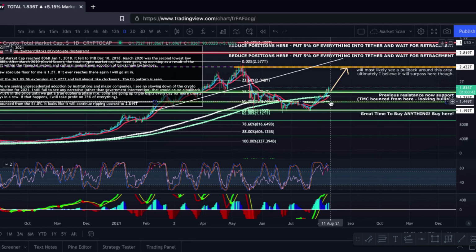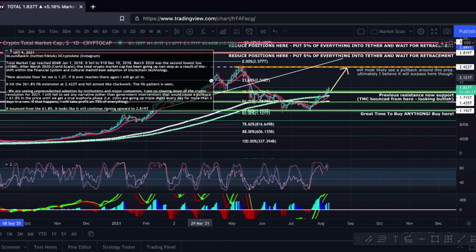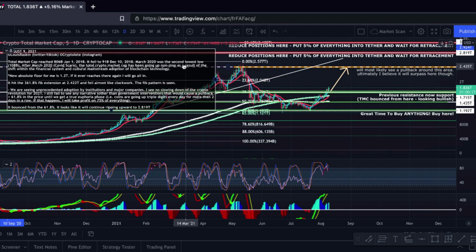Everything's just looking really bullish here. Considering that we flipped this, I would expect from this alone that we see a continuation upward. And so I'm assuming that the entire market in and of itself will be moving upward. So that is really good news for the total market cap.